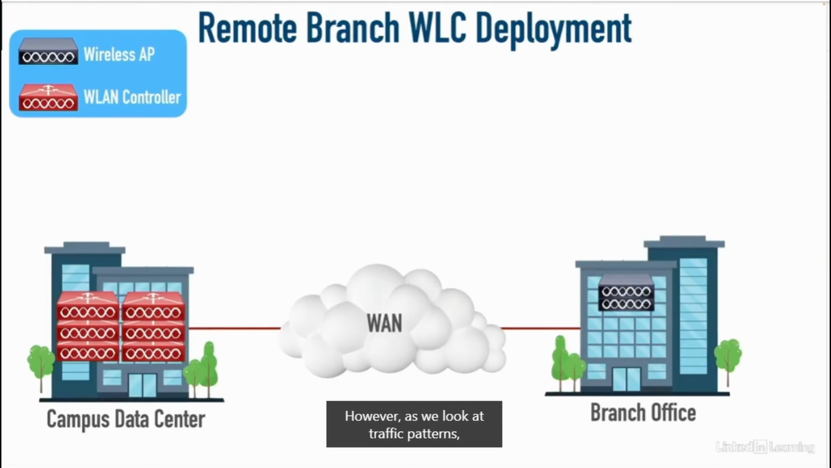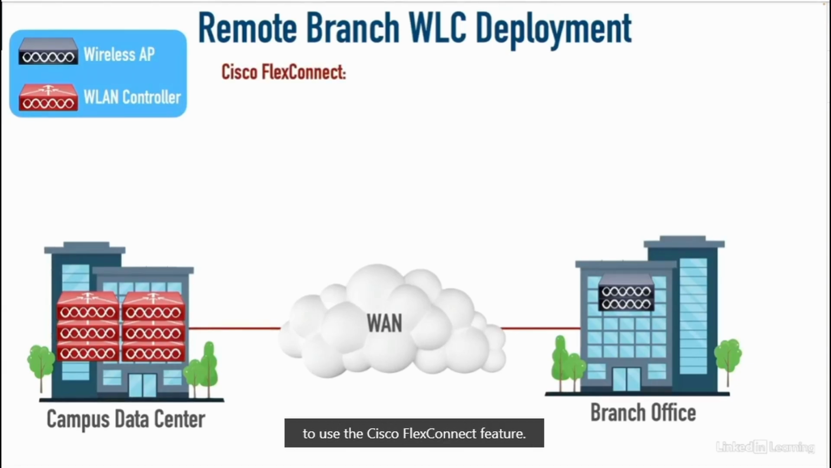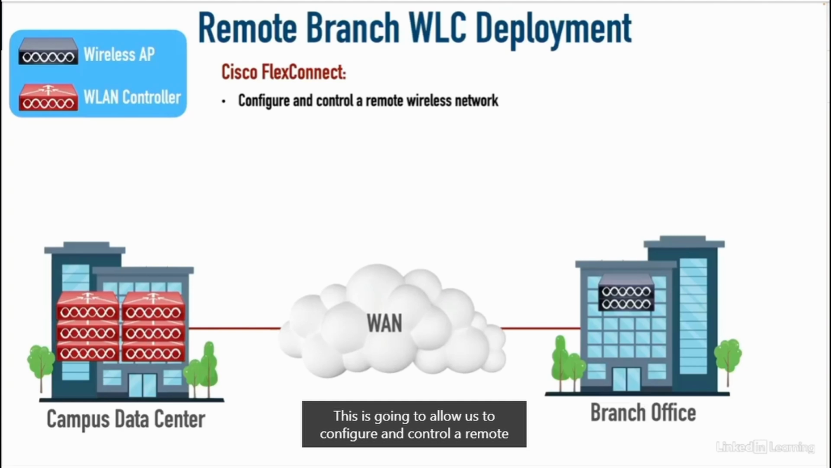However, as we look at traffic patterns, it doesn't seem terribly efficient if I'm going from one VLAN in the branch office to another VLAN in the branch office for that traffic to traverse the WAN and then come all the way back to the branch office. Well, we don't have to do that because Cisco gives us the option to use the Cisco FlexConnect feature. This is going to allow us to configure and control a remote wireless network.